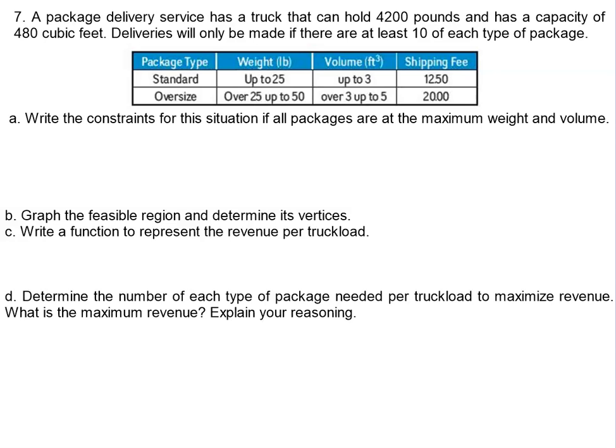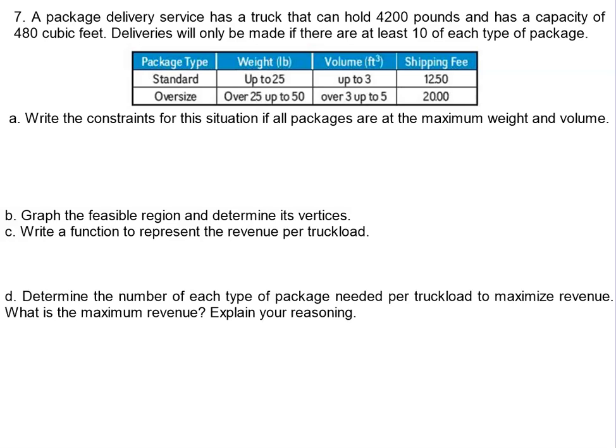So we have this package delivery service, and there's a truck that can hold 4,200 pounds. Okay, so let's keep that information in mind. We have a maximum of 4,200 pounds that the truck can haul, and in terms of cubic feet, it's a maximum of 480. The next sentence tells us something else that's very important. Deliveries will only be made if there are at least 10 of each type of packages. Well, what are our types of packages? We look down in the table and we have a standard package type, and then we have an oversize.